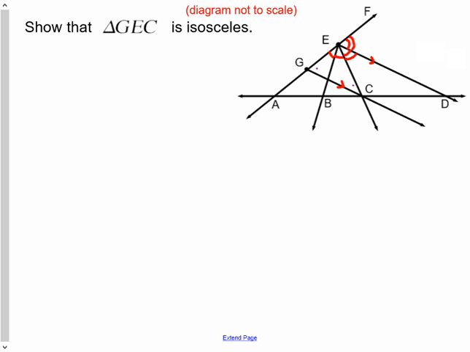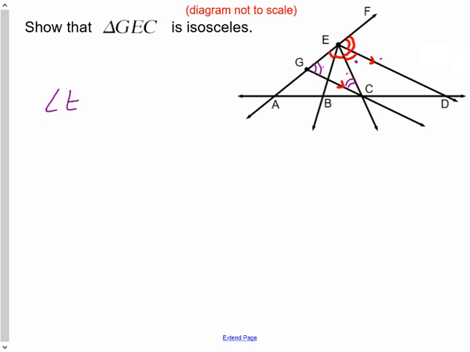Okay, so these are parallel, therefore these corresponding angles here are both equal. So we've got the 2 mark there. Now these two angles are alternate interior, so those are also equal. I know it doesn't look isosceles that way, but there we are. We have 2 angles congruent with the base angles theorem. Therefore, triangle GEC is isosceles.